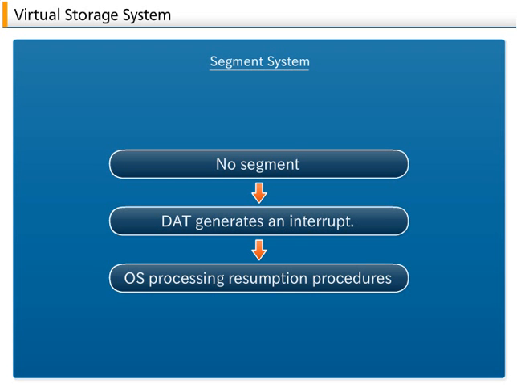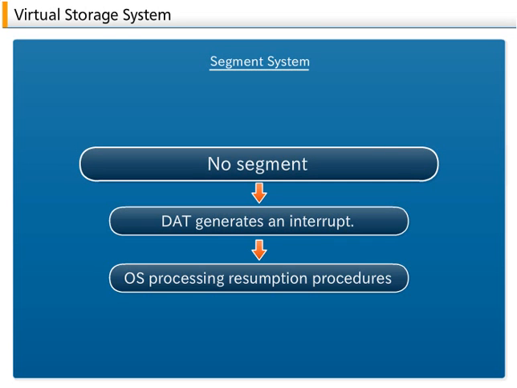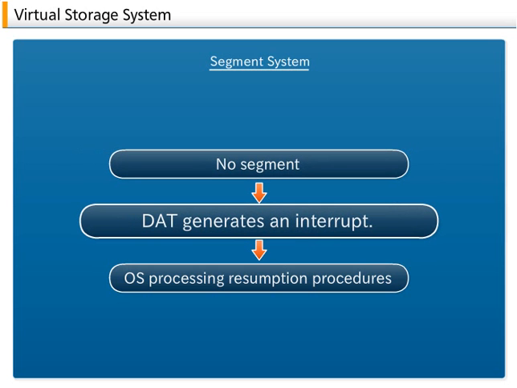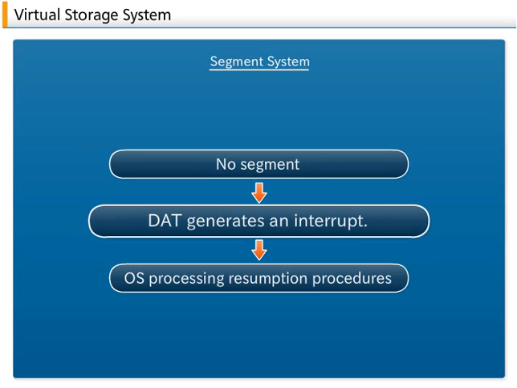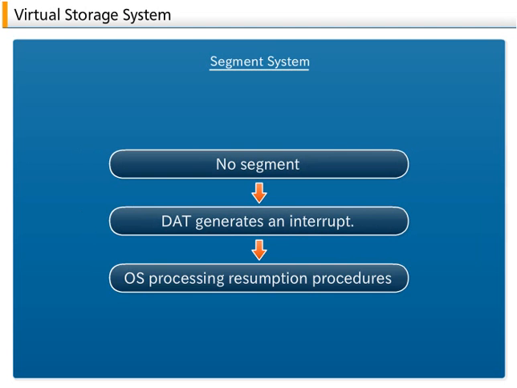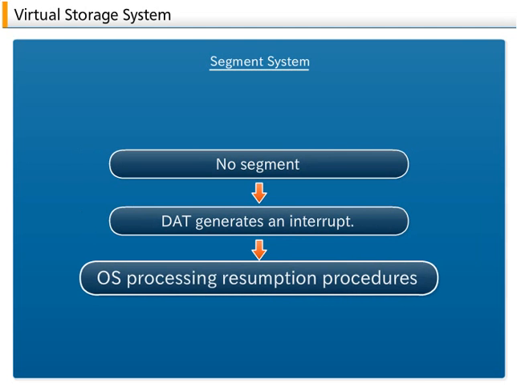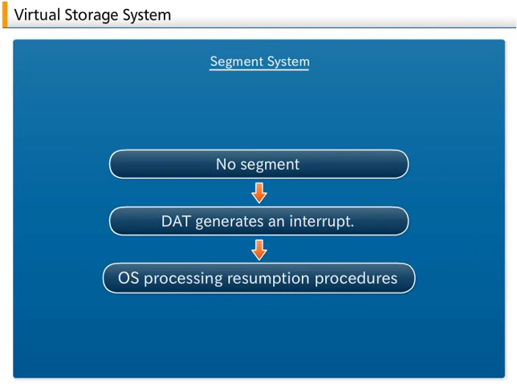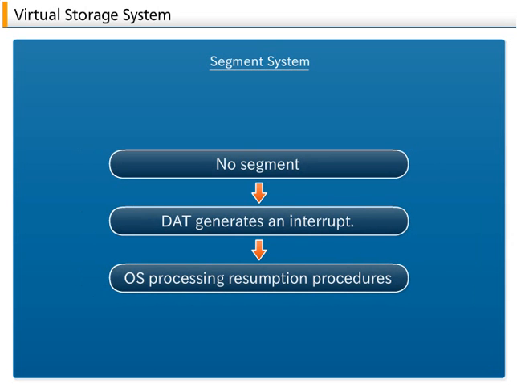When it is found that the target instruction word, or the segment that includes the data, is not in main memory, the DAT mechanism generates an interrupt and activates the OS. Then, the OS rolls in the applicable segment, and processing is resumed after the segment is recorded in the segment table. If there is no free space at this time, the OS rolls out unnecessary segments into the auxiliary storage and rolls in the applicable segment.